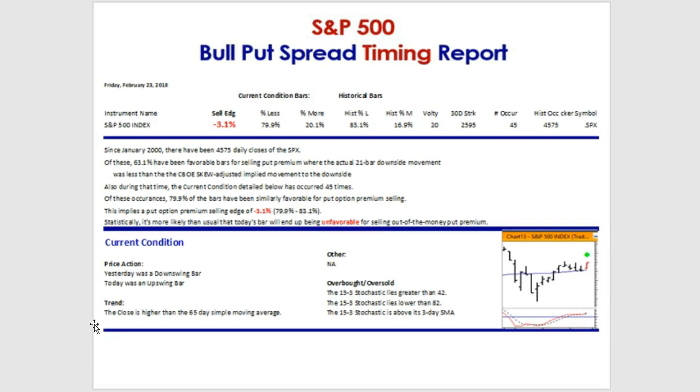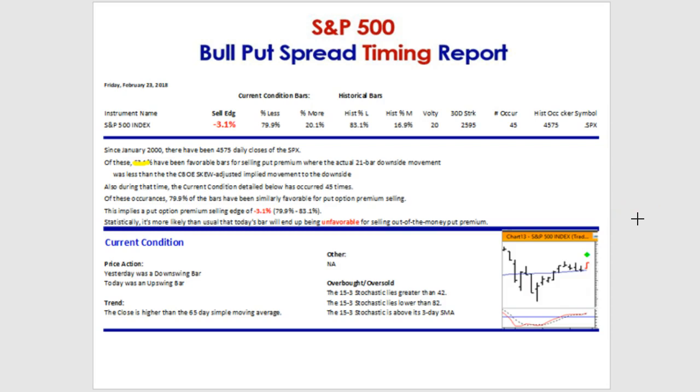In terms of a bull put spread timing report, this presupposes you're going to sell put premium, a standard deviation out 30 days away, something like that. And so, of course, we've had 4,575 daily closes of the SPX. Of those, I said 63.1. That's really 83. That's just a typo right there. 83.1.